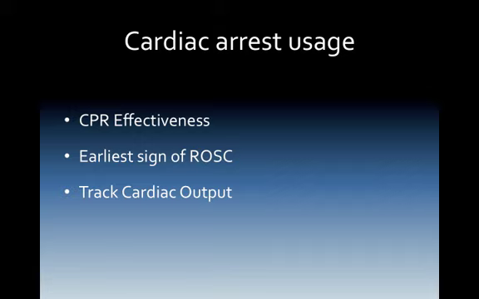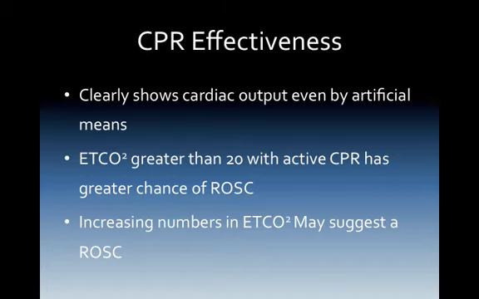So maybe that would key us into increasing chest compressions even more. It also gives us the earliest sign of a return of spontaneous circulation, and it also helps us track cardiac output. So first of all here, CPR effectiveness clearly shows cardiac output even by artificial means. The end-tidal CO2 greater than 20 with active CPR has a greater chance of return of spontaneous circulation. Increasing numbers in end-tidal CO2 may suggest that your patient has actually had a return of spontaneous circulation, or ROSC.